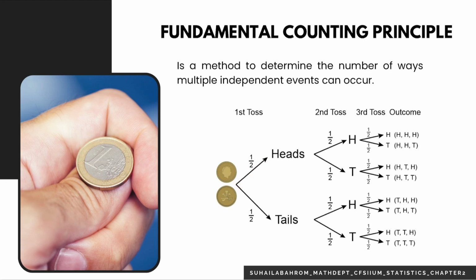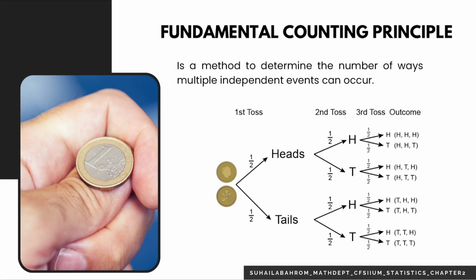So when you toss a coin 3 times, and the first one you get head, the second one you also get head, the third one you also get head, therefore one of the possible outcomes is head, head, head. Say you get head the first time, then tail the second time, and then head the third time. So the outcome here is head, tail, head, and so on until the end. When you calculate the total possible outcomes, we will get 8.